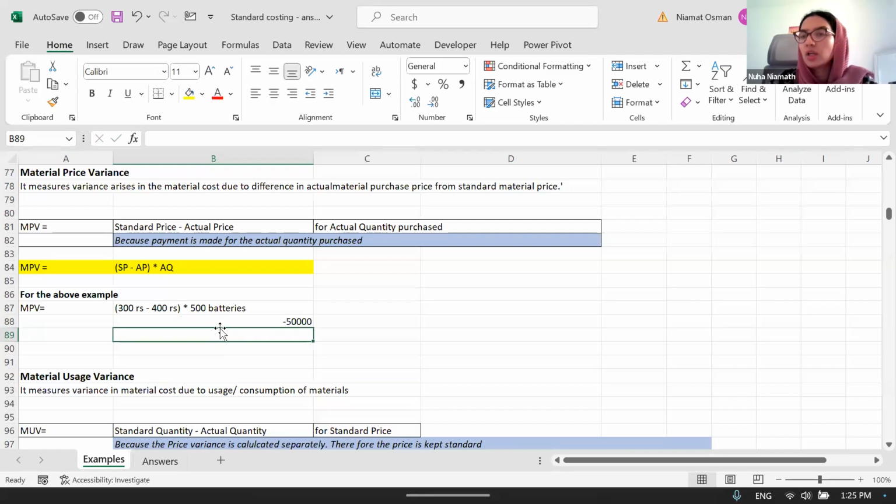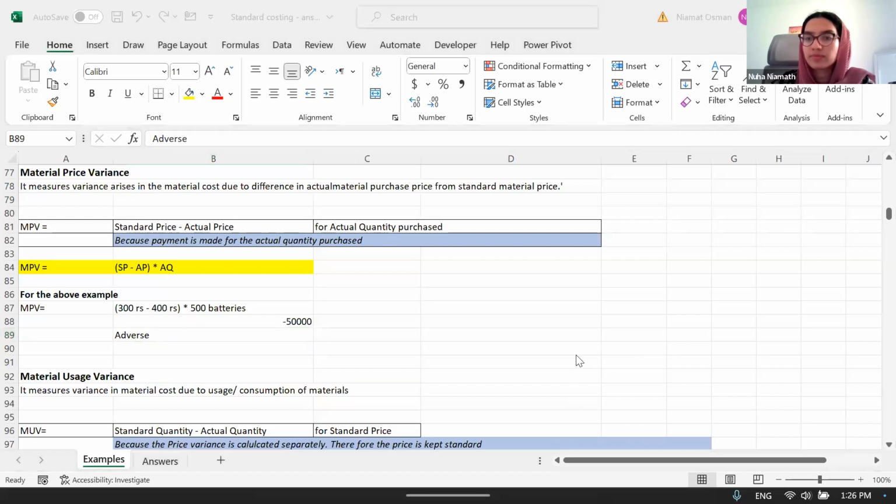Correct? Now, what do you think? Is this favorable or adverse? Taslima says adverse, Mashuk says adverse, perfect. So this is an adverse situation. Can you explain why you said it is adverse? Anybody can tell me why it is adverse?